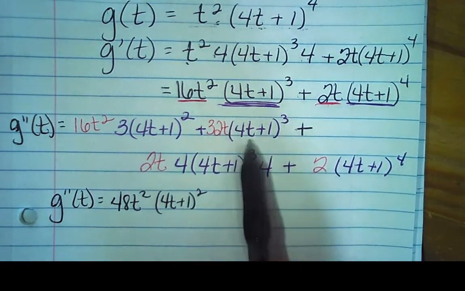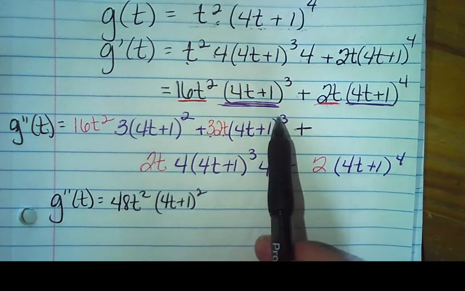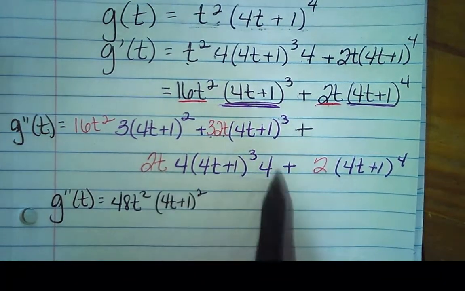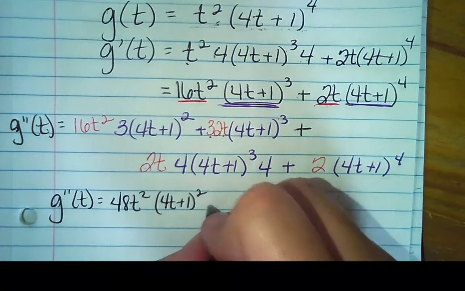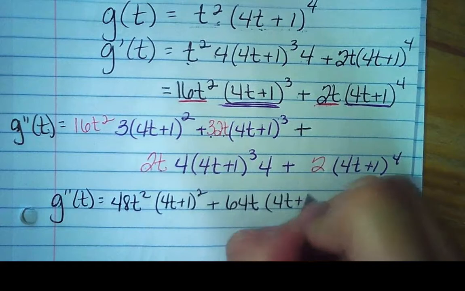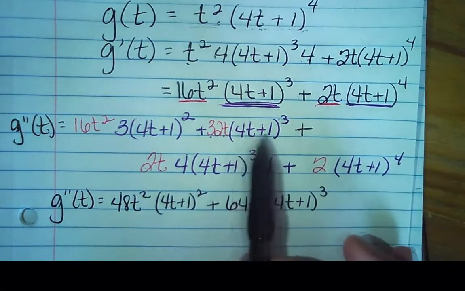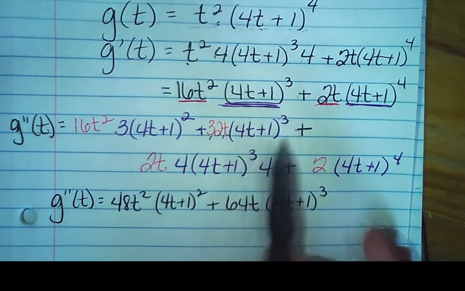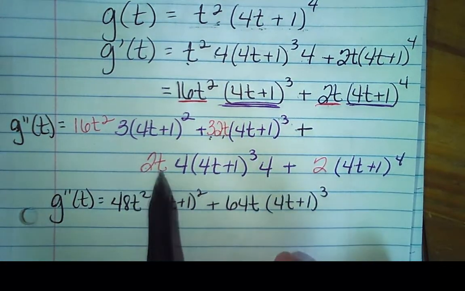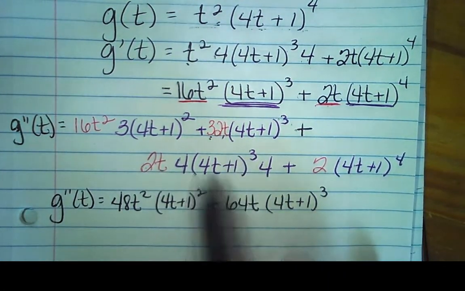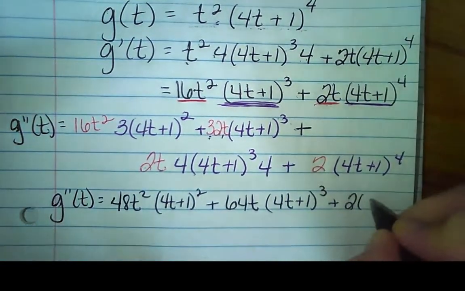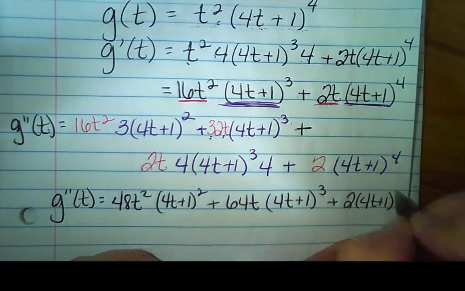Look, I have this many 32t of these, and then I've got 16 times 2 is another 32t of these. So I end up with 64t of the (4t+1)^3. Okay, so there was 32t here, and then there was 4 and 4 and 2 gives you 6, or 32t, sorry, of these here. So I just combine like terms, and then plus 2 times (4t+1)^4.